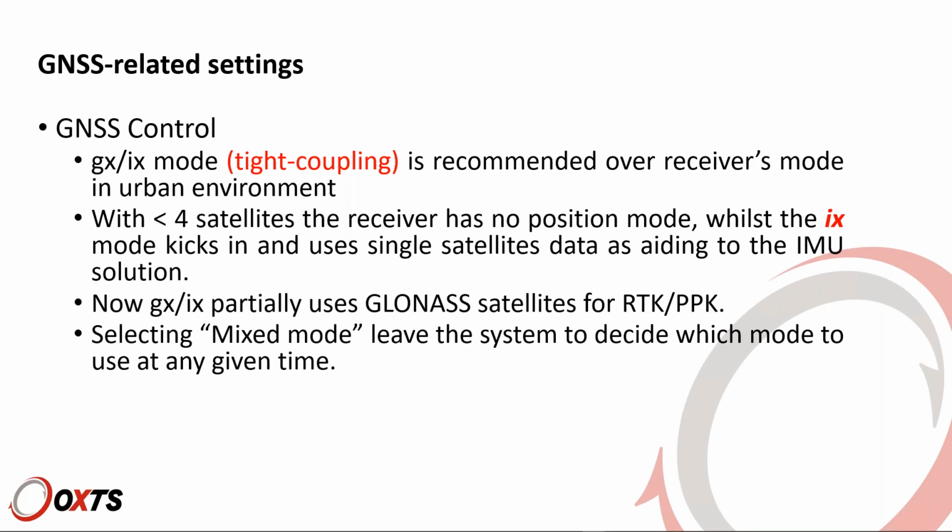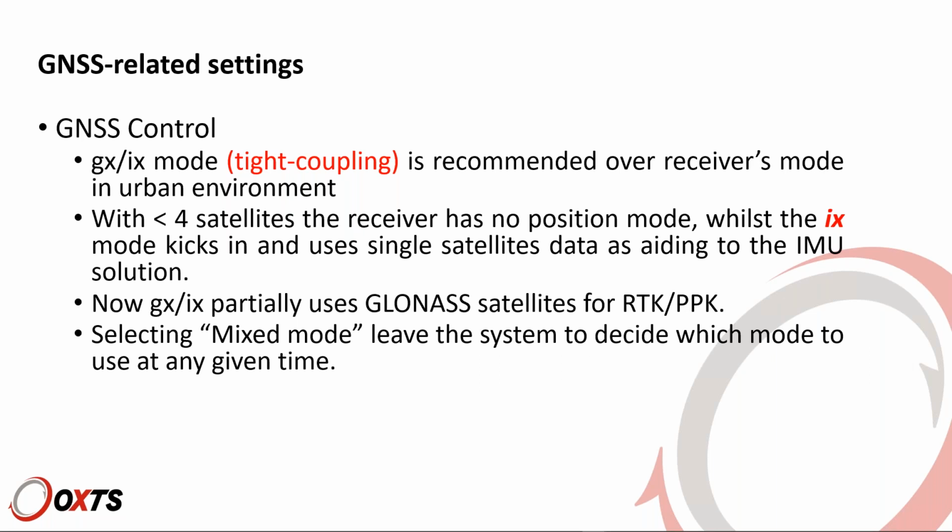But if you are using GX/IX, then specifically the IX bit of it will use the data from 2 or 3 satellites, not to have a complete position fix, which is not possible without at least 4 satellites, but it will use that data from single satellites as an aiding to the IMU. So you still use that data. And another advantage is that because you have a partial solution, say, based on 2 or 3 satellites, as soon as you get the 4th one, the system will be much quicker to relock on a proper position fix. So it gives you shorter time in no position mode by using GX/IX.